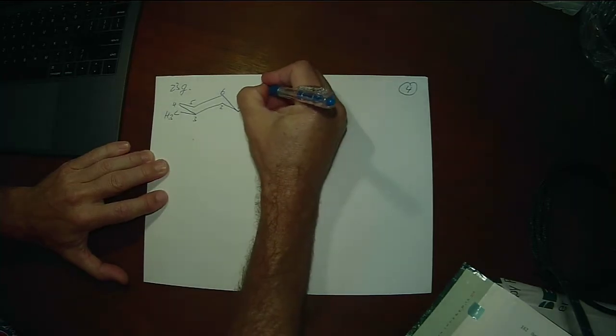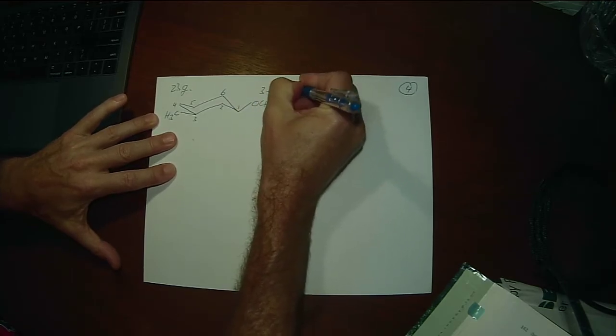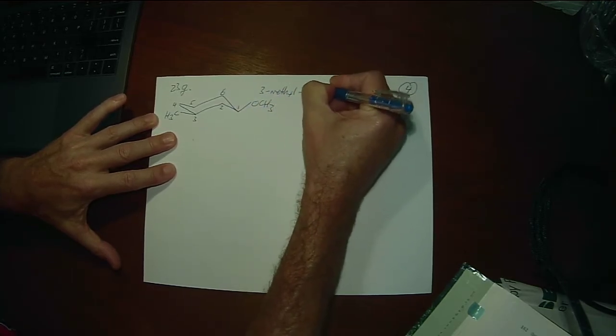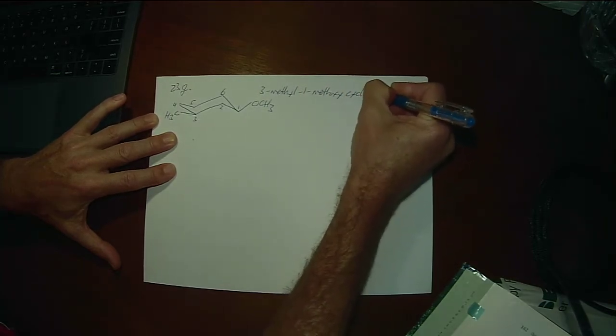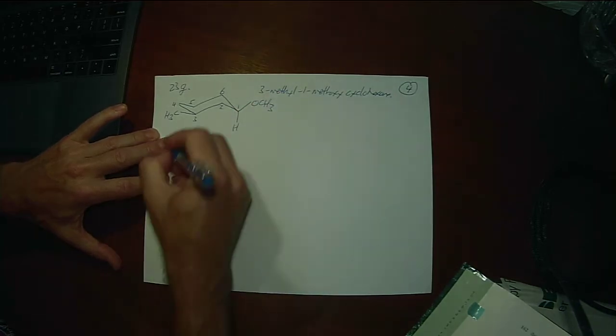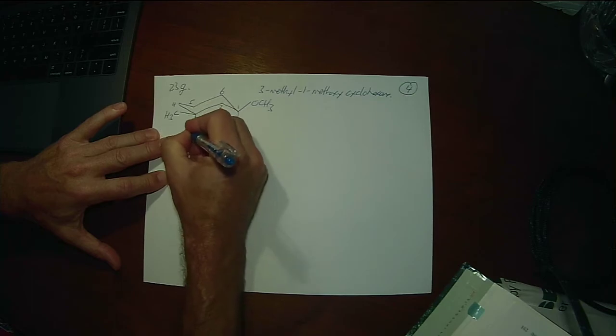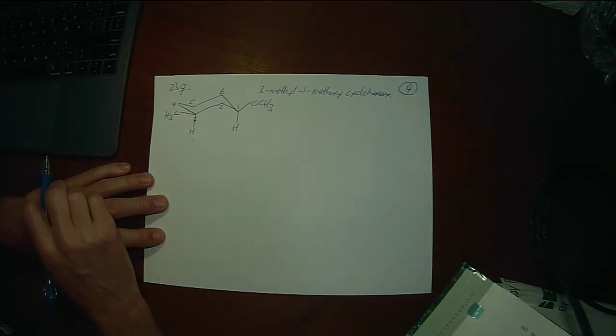Right? So this is 3-methyl, 1-methoxy cyclohexane. So I want to draw in the axial position pointing straight down on carbon 1, and I want to draw in the axial position pointing straight down on carbon 3. So I'm actually seeing all of the substituents on there.